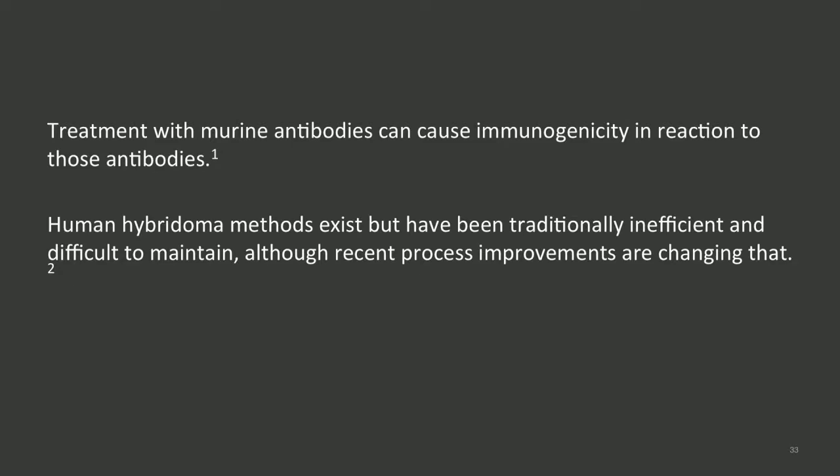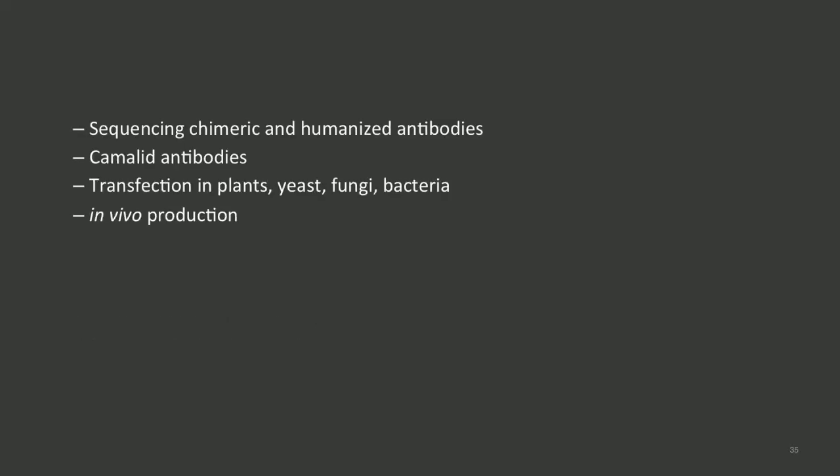So the technology has advanced quite a bit since then, and using murine or mouse-based antibodies for treatment and prevention can cause problems with immunogenicity to the antibodies themselves. And you can make human hybridomas, but that technology has, as I have read, been traditionally inefficient and difficult to maintain. But technology has persisted, and there are all kinds of ways that we're making monoclonal antibodies now.